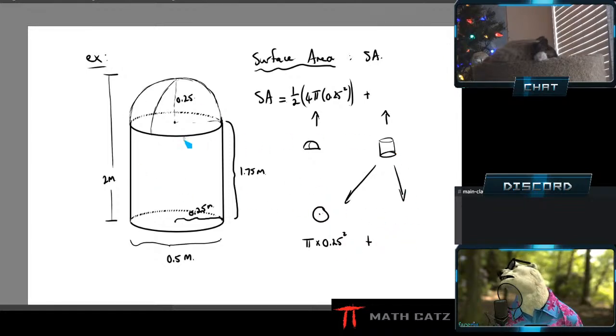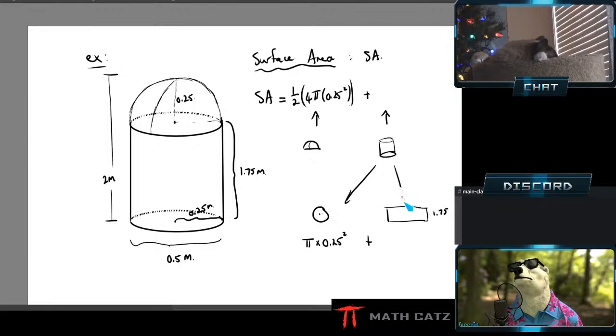Now, how do I visualize the side of the cylinder? Well, if I cut it open, let's suppose this is like a can that I can cut, and then I fold it out. I'm going to get a fairly long rectangle. The height of this rectangle will be 1.75.